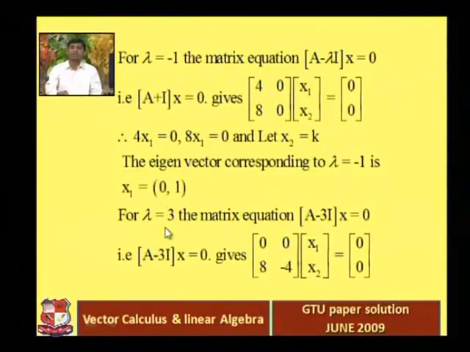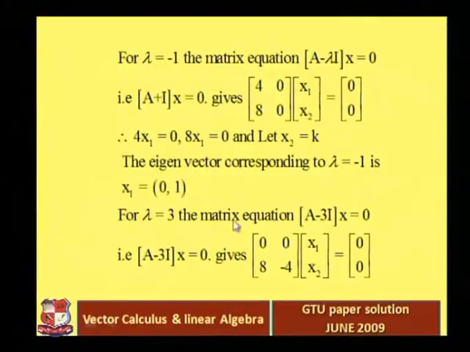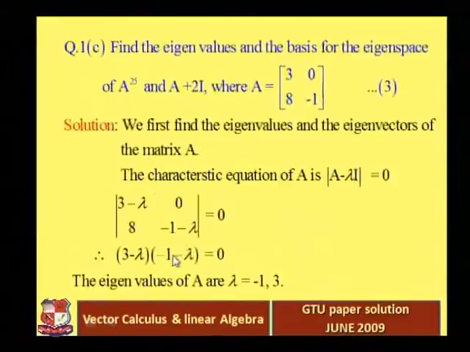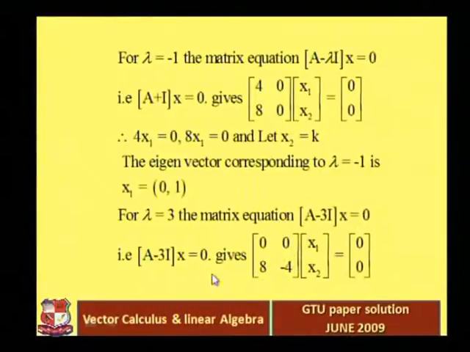Now we want to find the eigenvector corresponding to lambda equal to 3. So for lambda equal to 3, the matrix equation is (A minus 3I) into x equal to 0. What is A? 3 0 8 minus 1 minus 3I, that means minus 3 0 0 3. So 3 minus 3 is 0, 0 minus 0 is 0, 8 minus 0 is 8, and minus 1 minus 3 is minus 4. So the first row becomes 0 0 and the second row becomes 8 minus 4.